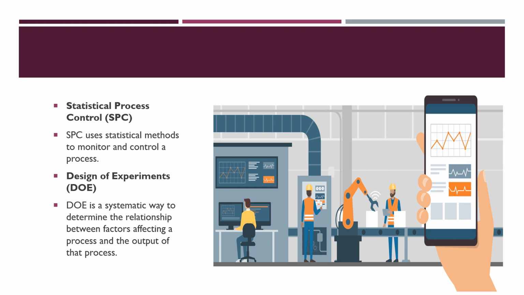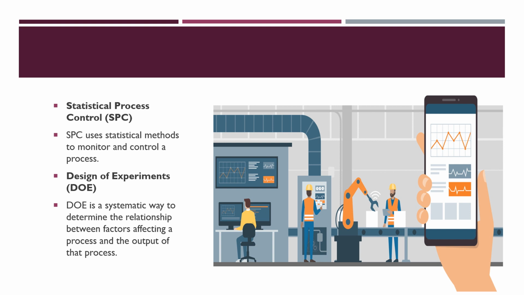Statistical process control, SPC. Statistical process control uses statistical methods to monitor and control a process. If a process variation is identified through failure mode and effects analysis as being risky, SPC charts can be used to monitor that particular metric.